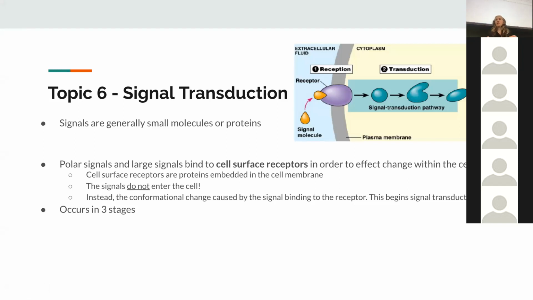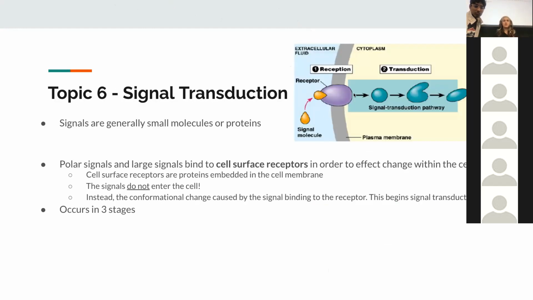They're causing a domino effect reaction. So they're going to affect the conformational change in the receptor once the signal binds to it. And this is just going to begin the reaction that is signal transduction. And we know that this occurs in 3 stages. So there's reception, which is basically signal binds to receptor.